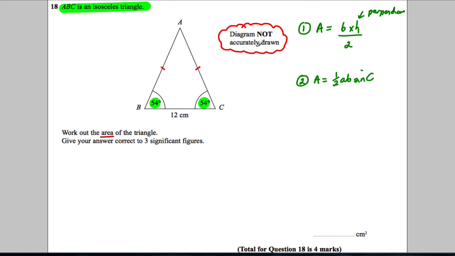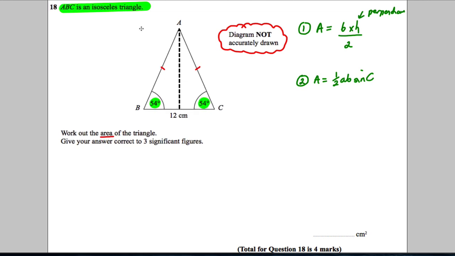So we could do one of 2 things. The first thing we could do is try and work out that perpendicular height there, and use that. So let's give method 1 a go. Let's work out that perpendicular height. By that being a perpendicular height, that is surely 90 degrees. Because it's isosceles, this point must be in the middle, so this side must be 6 centimeters.